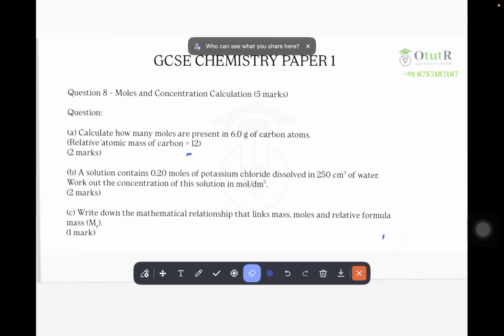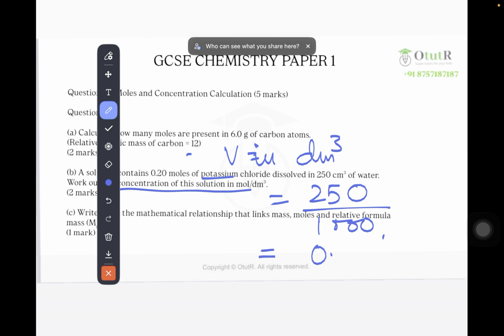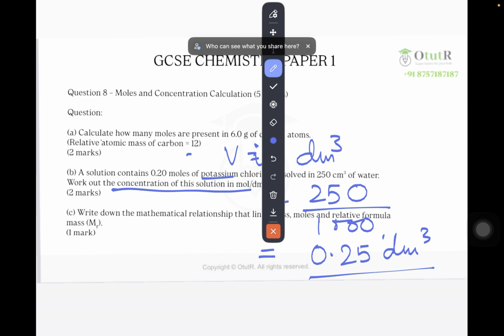A solution contains 0.20 moles of potassium chloride dissolved in 250 cubic centimeter of water. Work out the concentration of this solution in mole per decimeter cube. So we have volume. First of all, we'll convert the volume in cubic decimeter, which means 250 upon 1000, which makes it 0.25 cubic decimeter.